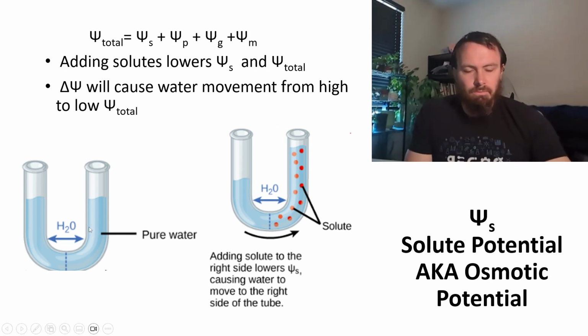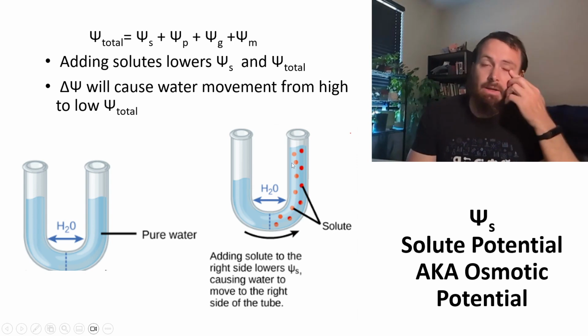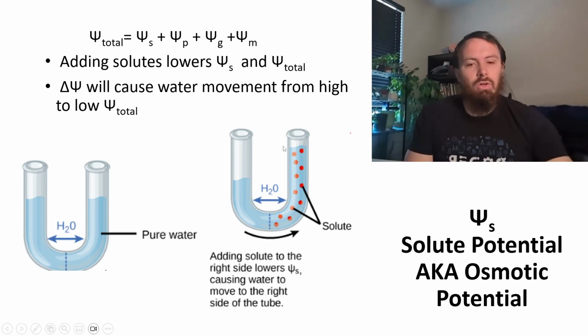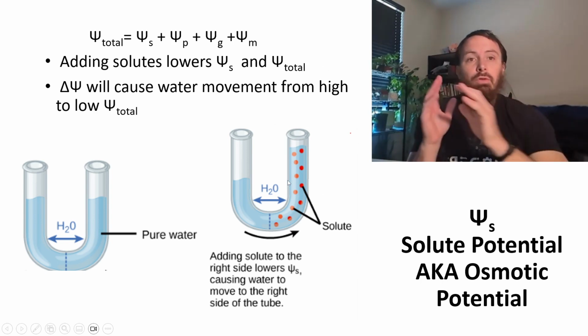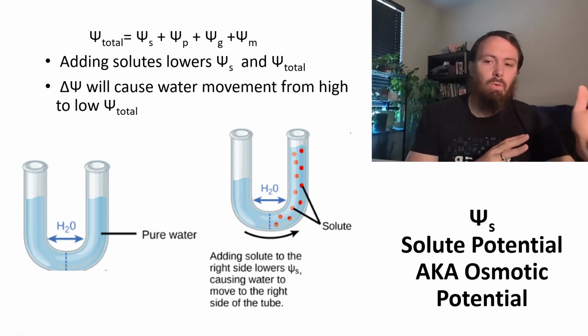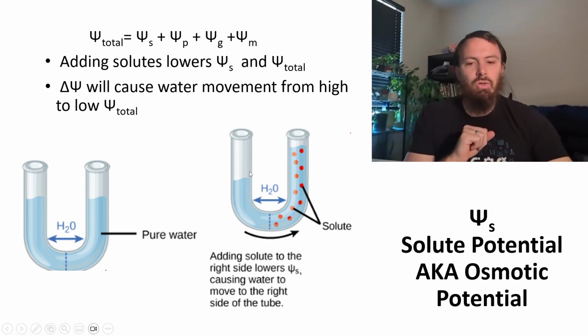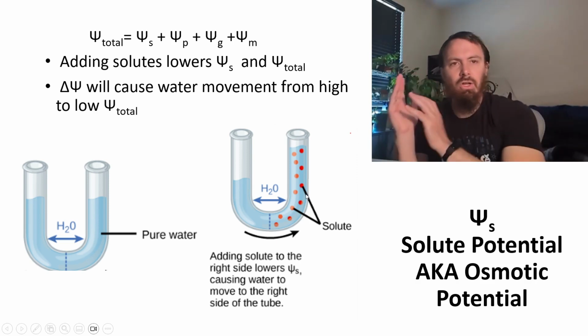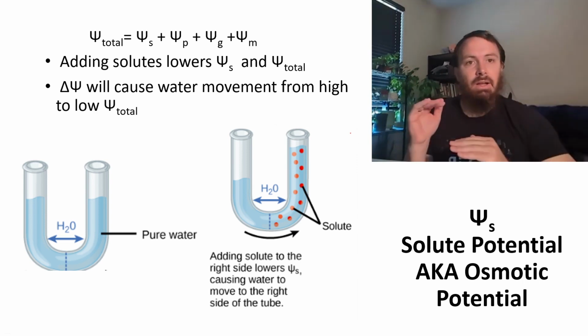Now, if you add a bunch of solutes here to the right side, that means the solute potential on this side becomes less. And if solute potential becomes less, total water potential becomes less, right? And water will move from high water potential to low water potential. So the water potential on this side is now higher than it is on this side, and so water will move to the right. So water is going to shift from the left side to the right side until those water potentials are equal.